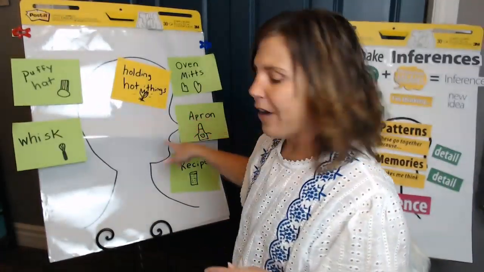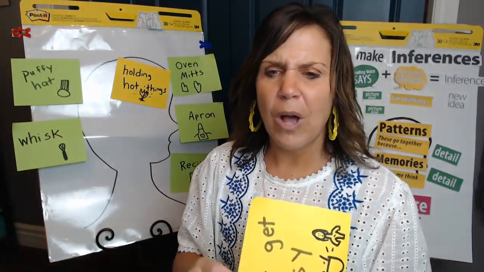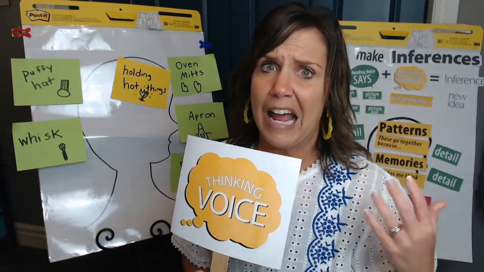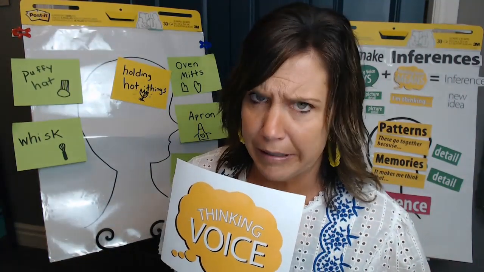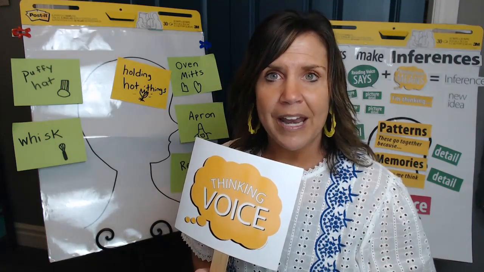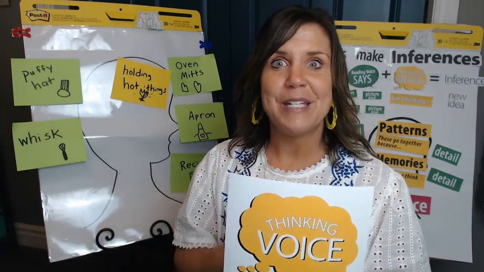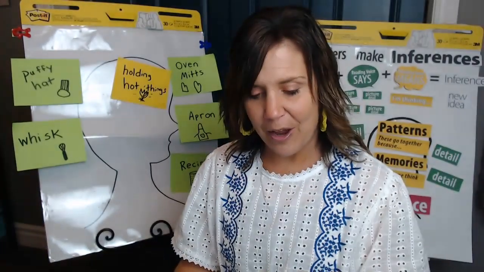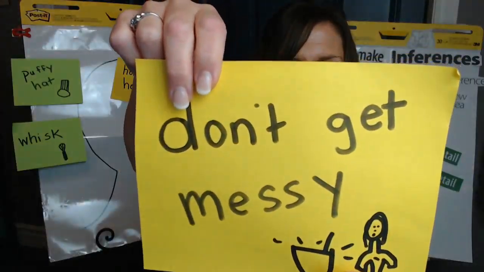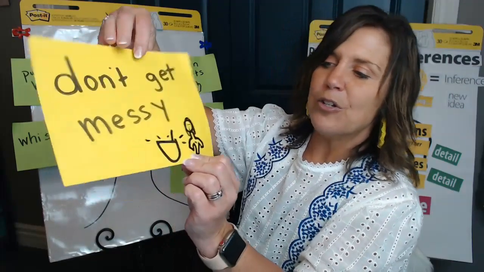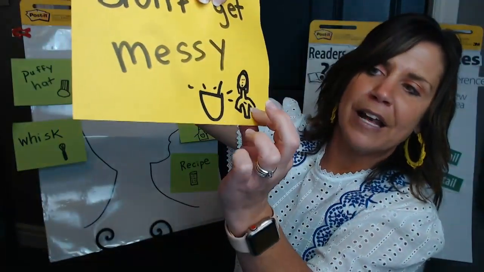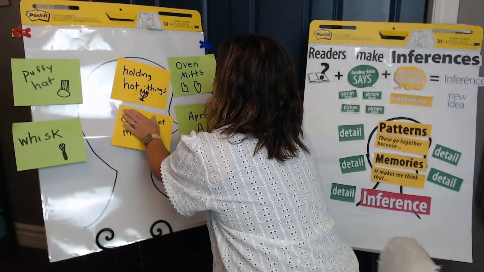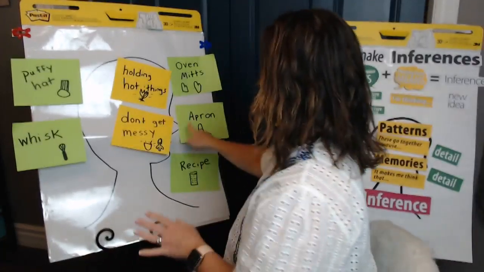And then for apron, let me use my thinking voice. I know that when I wear an apron, and I'm a really, really messy cook, it helps me stay clean and not get so messy, right? So don't get messy. That's why you wear an apron, so you don't get messy. And look, if you don't have an apron on, she spilled some on her shirt. So that's my thinking voice that's going to go with apron.